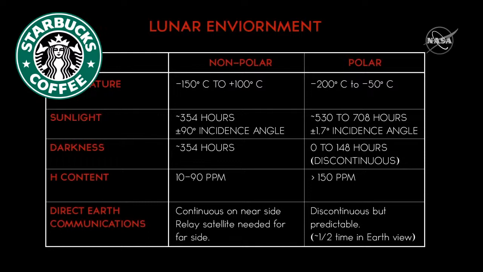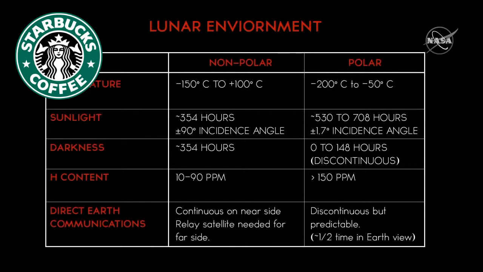Hydrogen is a really critical element for essentially living off the moon. You can combine it with oxygen to make water. You can use it as rocket fuel. So that's why hydrogen is really important. In the nonpolar portions of the moon, the hydrogen ranges from as low as 10 parts per million to as many as 90 parts per million. The poles, however, we're pretty sure that the hydrogen content on average is greater than 150 parts per million, and it's why the poles remain an attractive target for lunar settlement.